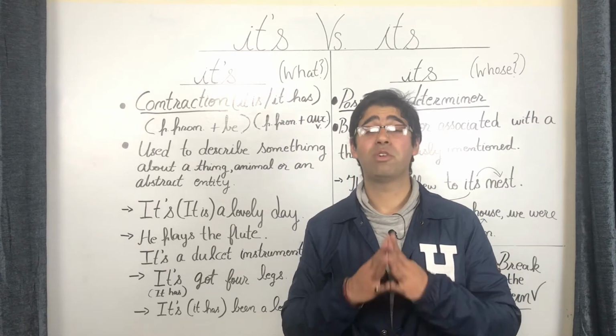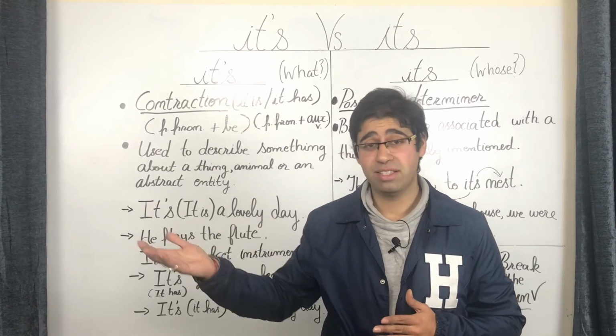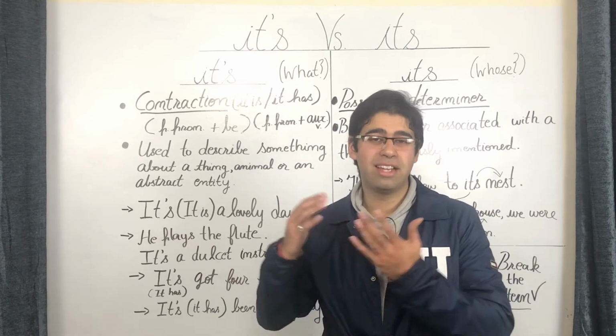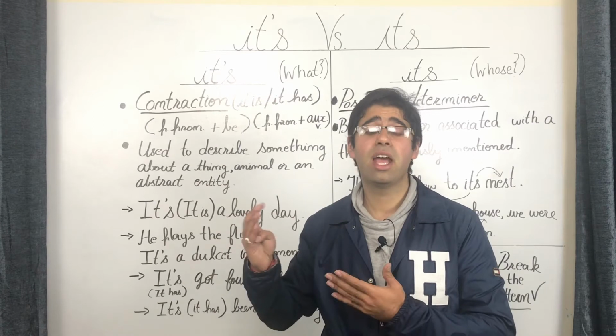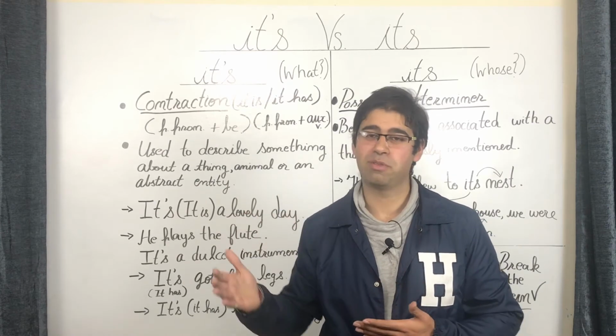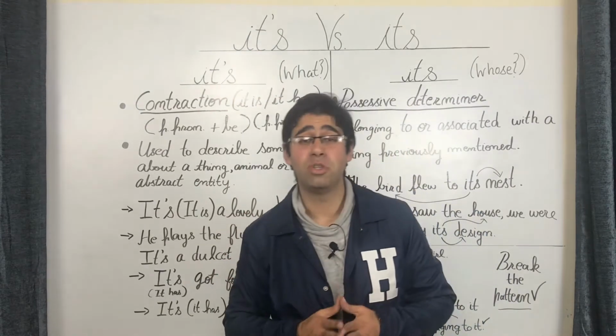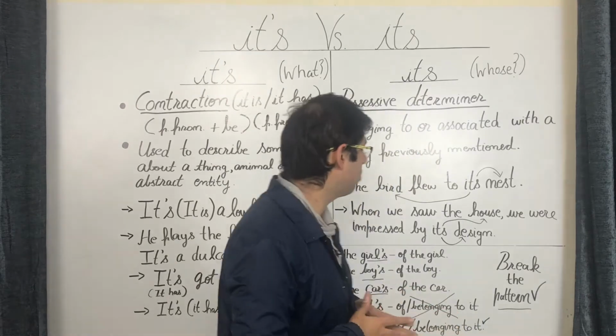For instance, if I want to ask a question, whose pen is this? The answer would be it's his, because the pen belongs to him. So we use its in the sentence, and we're not going to use an apostrophe with that. With this, I come to the usage and meaning of its without the apostrophe.